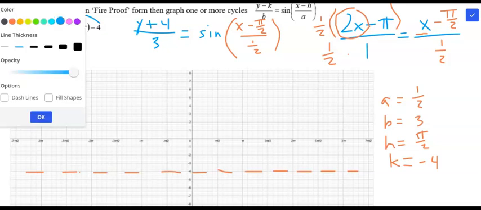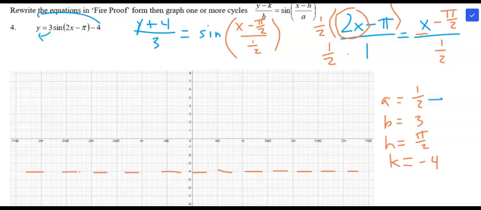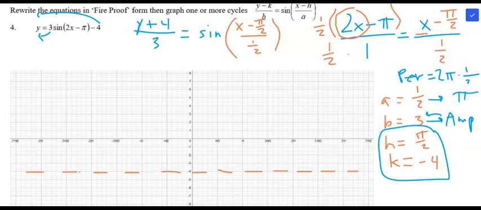We know that your period is cut in half, because remember, period is 2 pi times B, so that'd be 2 pi times 1/2, or 1 pi. And we know the amplitude is 3. And I don't have any room to write that, so I'll just refer back, 3. So find your HK point. Pi over 2, -4, that's right there.